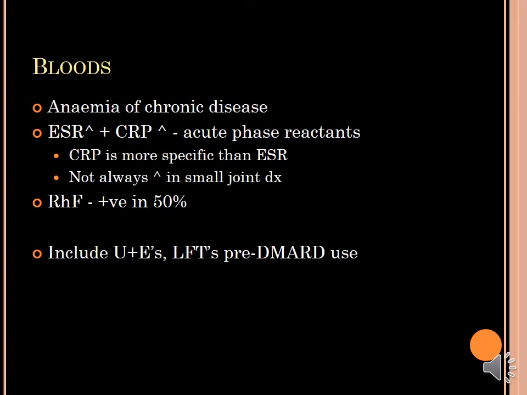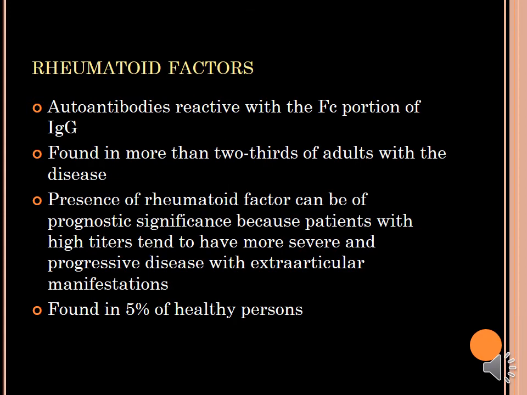Regarding investigations in blood work, anemia of chronic disease is common in rheumatoid arthritis with raised ESR and CRP as already discussed. What is rheumatoid factor? Rheumatoid factor is basically autoantibodies for the Fc portion of the IgG antibody. So it is an autoantibody against our own IgG antibody.